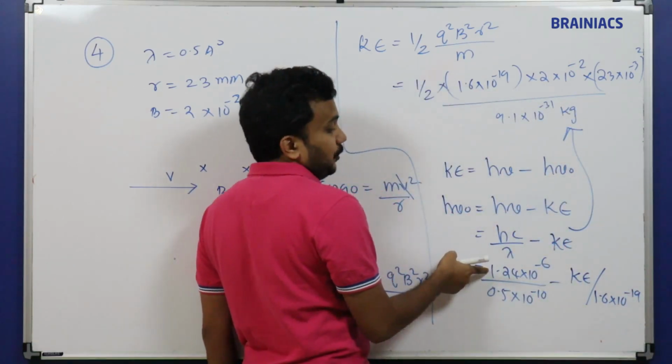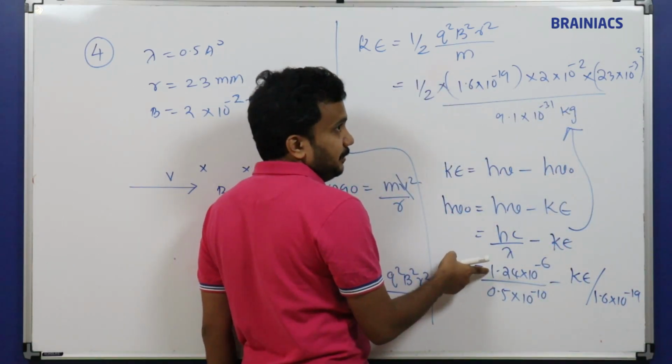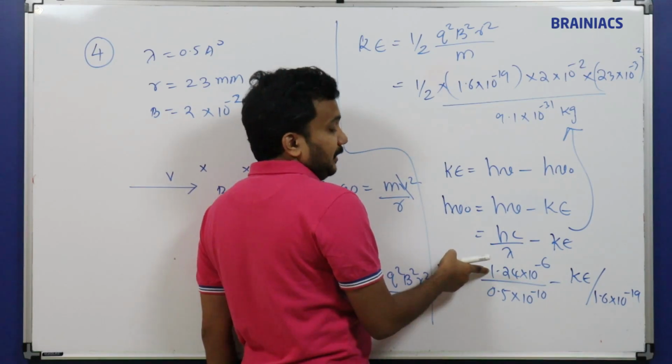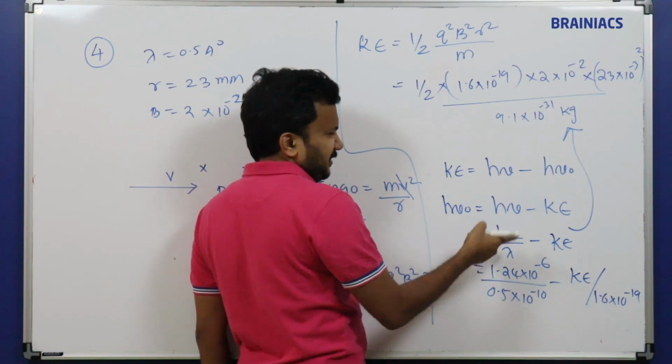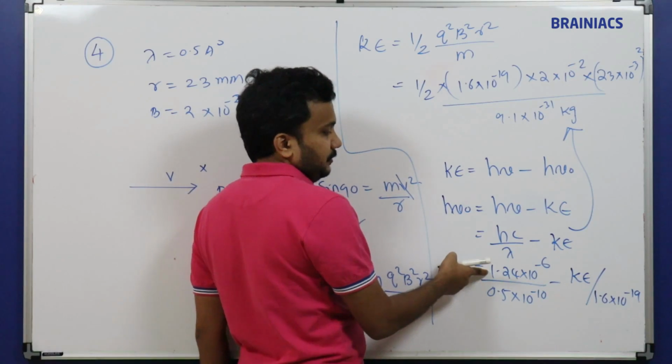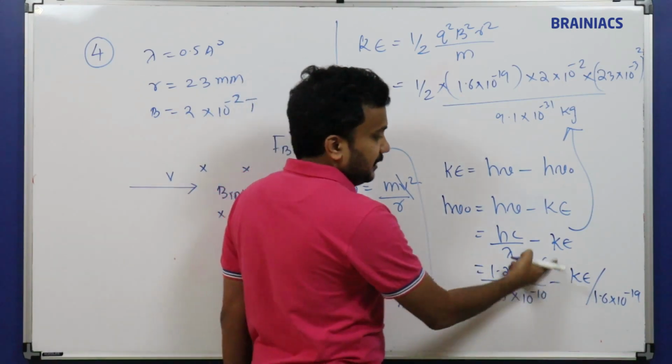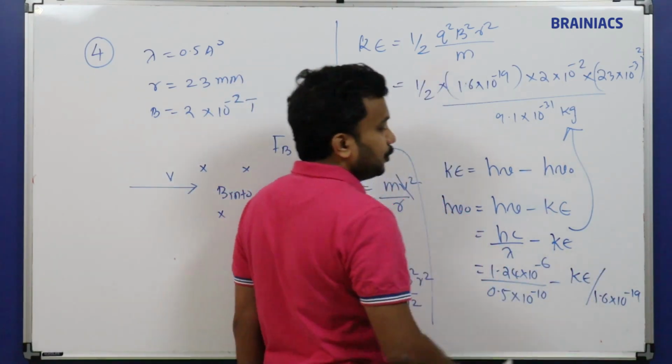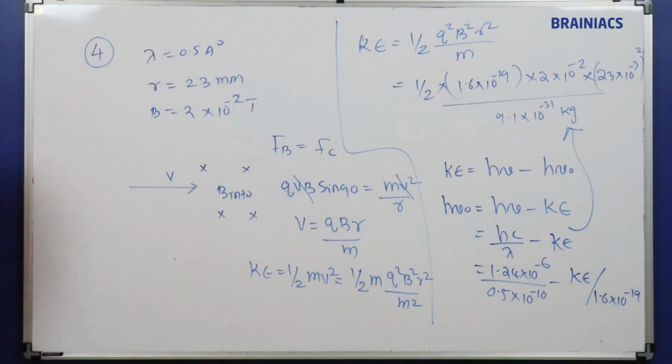This is already converted. I told, right, hc by electronic charge, we divided in the previous question. So we know this is in electron volt, and now this is also in electron volt. You have to solve these two so that you will get the answer for this question.